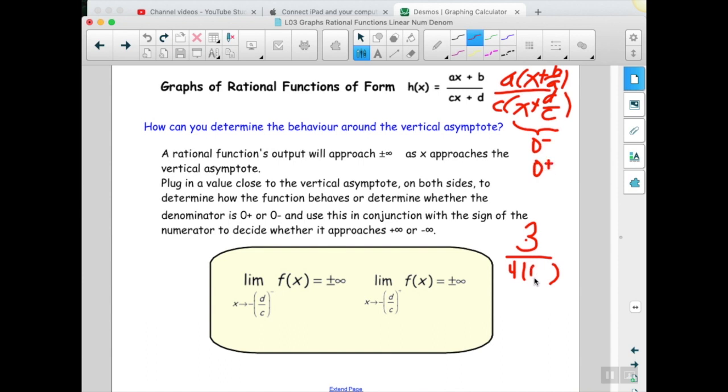Then we'll be popping that value into here. And now we have 2 positives and a negative. This whole thing is negative, so this is going to be heading toward negative infinity. But I will walk you through that in an example. So that's the basic gist of that.